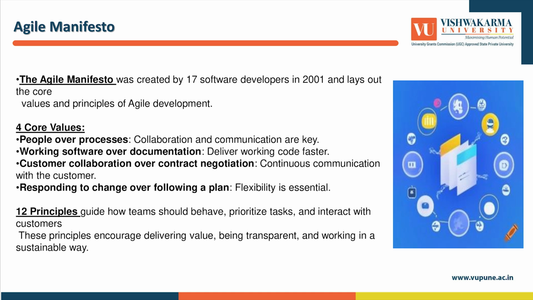Agile is based on the Agile Manifesto, which was created by 17 software developers back in 2001. They came together to form a set of values and principles that could make software development more efficient and adaptive. The four core values of the manifesto are: first, individuals and interactions are prioritized over strict process and tools. Second, working software is valued more than detailed documentation. Third, customer collaboration is more important than rigid contract terms. Fourth, responding to change is preferred over following a fixed plan. These principles guide Agile teams to focus on collaboration, flexibility, and delivering working software.